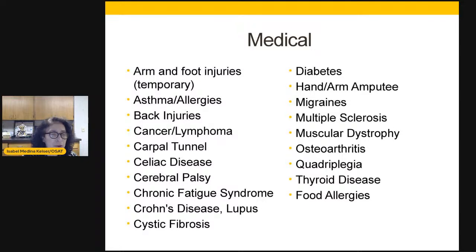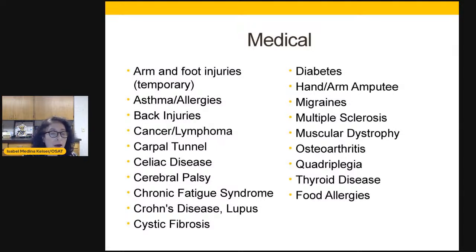It could be medical issues. So it could be a temporary situation, like maybe they break their arm or their foot because they decided to go skiing in Colorado for spring break. And so maybe they need like a van ride to their classroom or something to that effect.